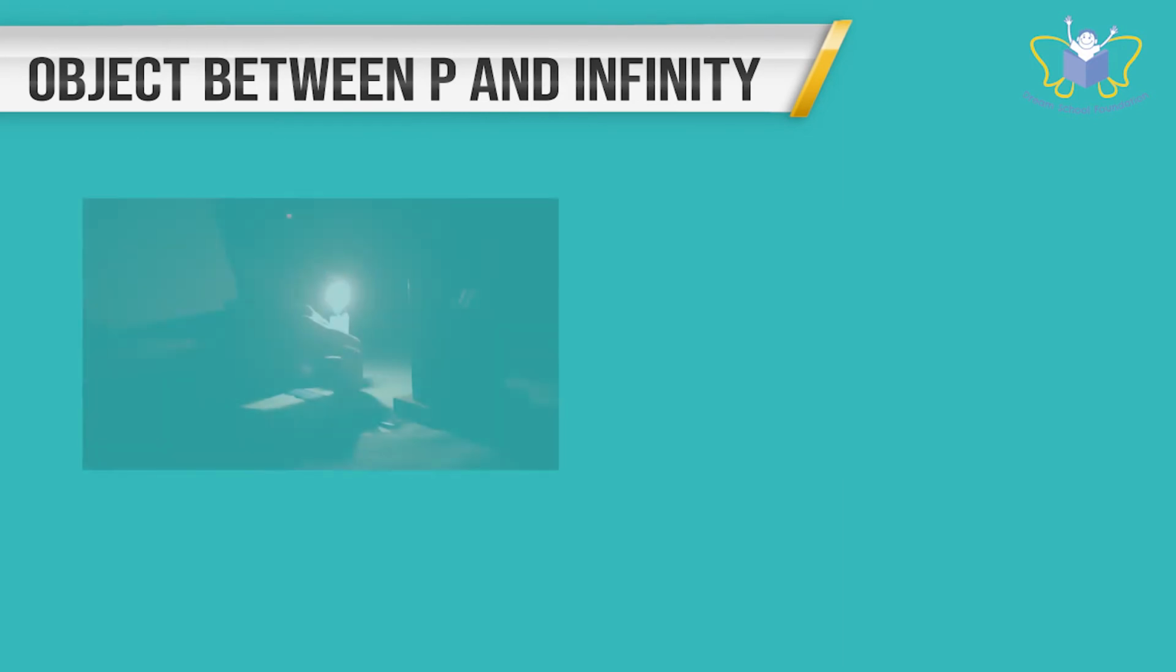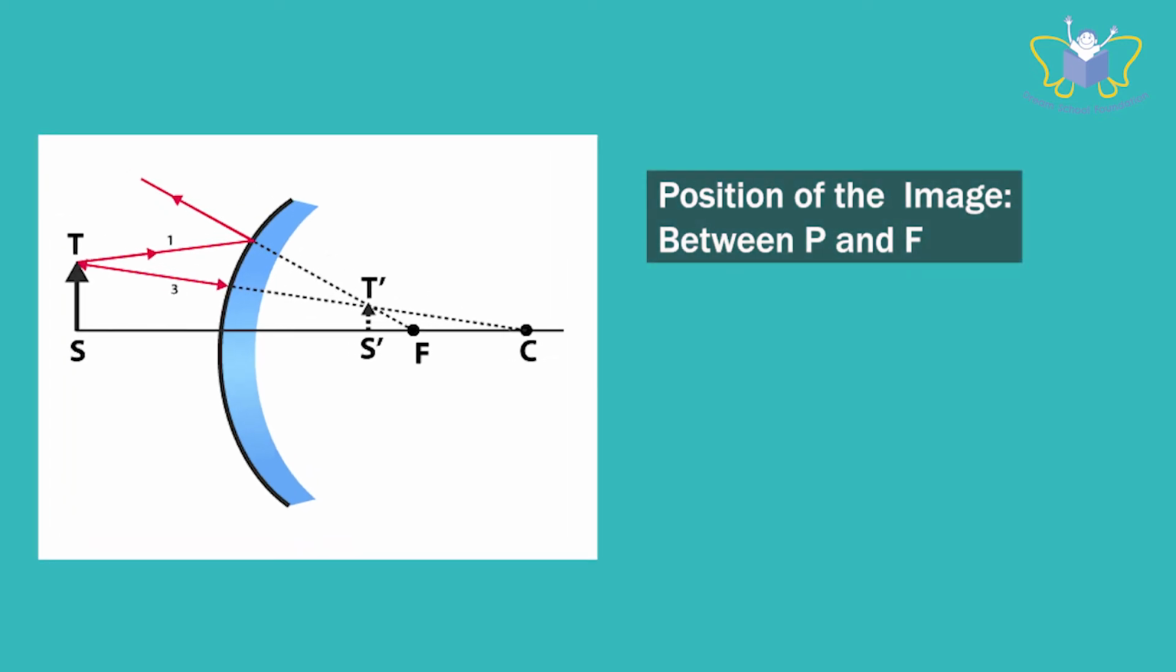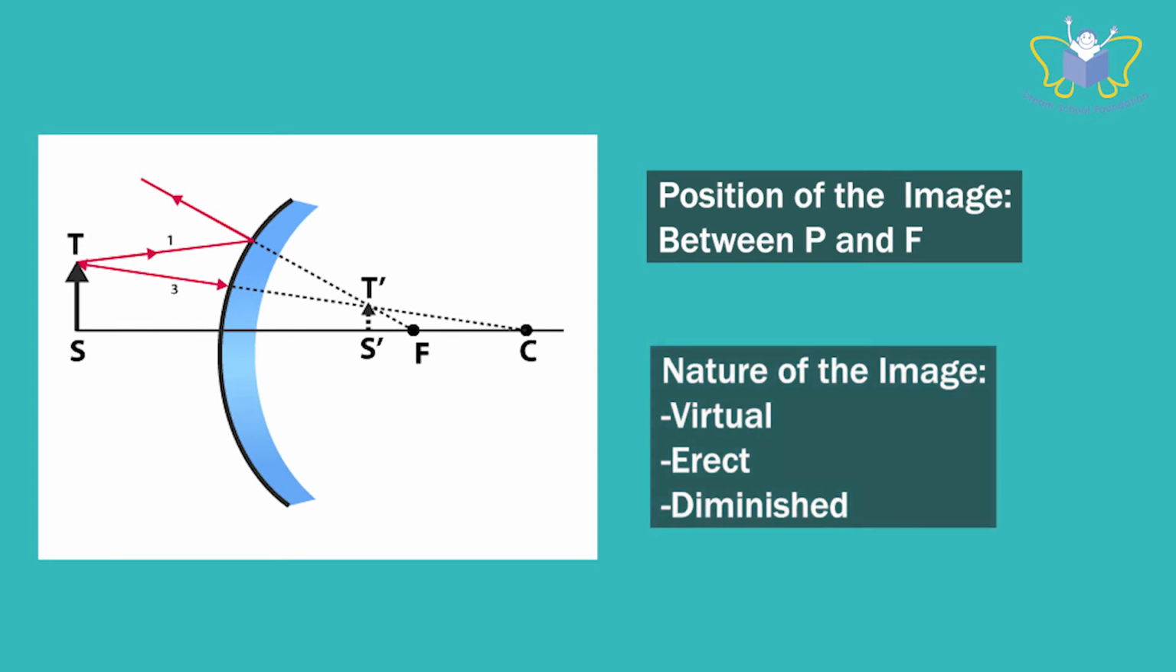If the object is in between infinity and the pole, the image is formed between P and F behind the mirror, indicating that it is a virtual image again. In here, the size is diminished, the image is virtual and erect.